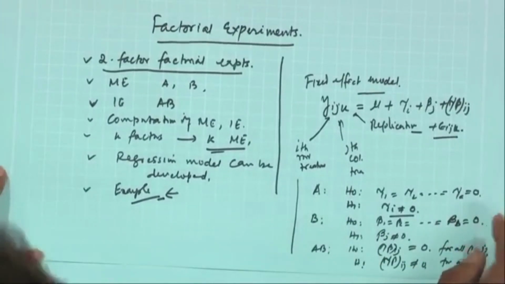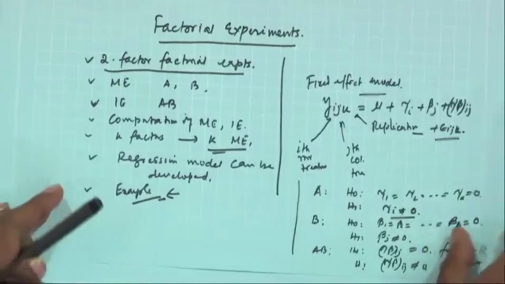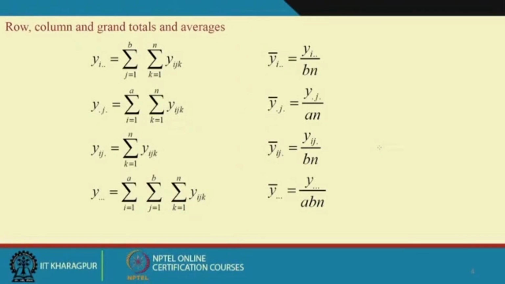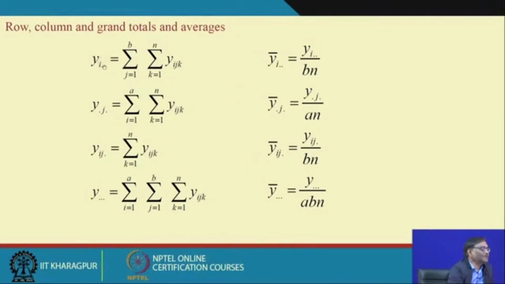Now, given the table of data or observations, we want to compute the different parameters or statistics related to the experimental data. y_i.. is the ith row total, y_.j. is the jth column total, y_ij. is the row-column combination, that is the cell total, and y_... is the grand total.